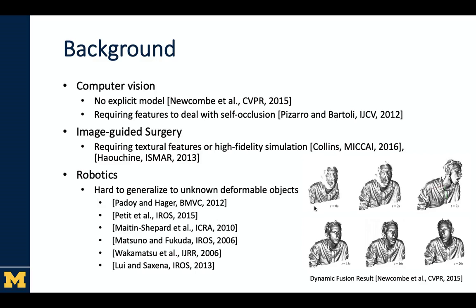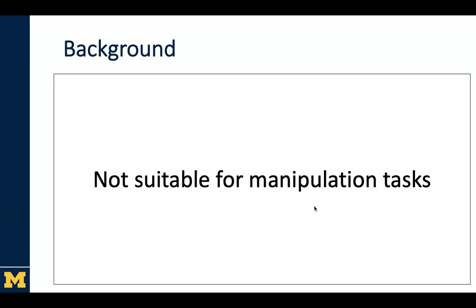In image-guided surgery, some researchers worked on deformable object tracking, such as tissues. However, it needs textural features or high-fidelity simulation. It's not realistic in robotic manipulation too. There are many works on deformable object tracking in robotics community. However, they are mainly restricted to specific kinds of deformable objects or specific tasks. They are hard to generalize to unknown deformable objects. In summary, many existing works on deformable object tracking are not suitable for downstream manipulation tasks.